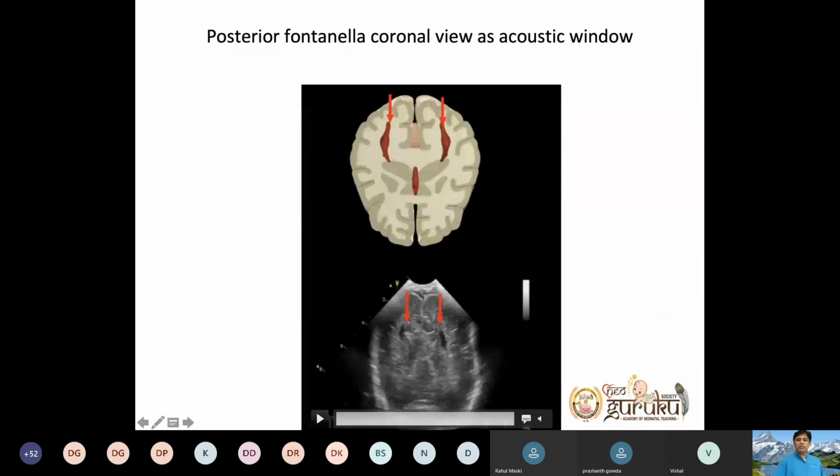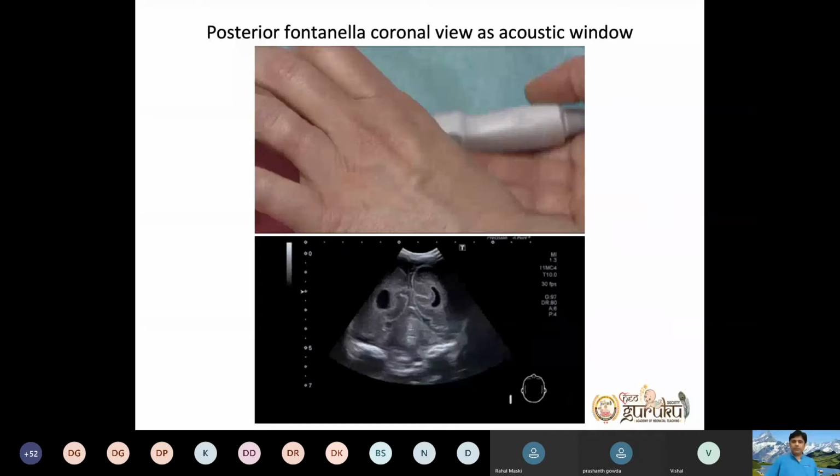So this is just to give you a feel, and the cerebellum also you can see depending on where you are slicing, or the temporal lobe also you can see. So this is how you do the posterior fontanelle.